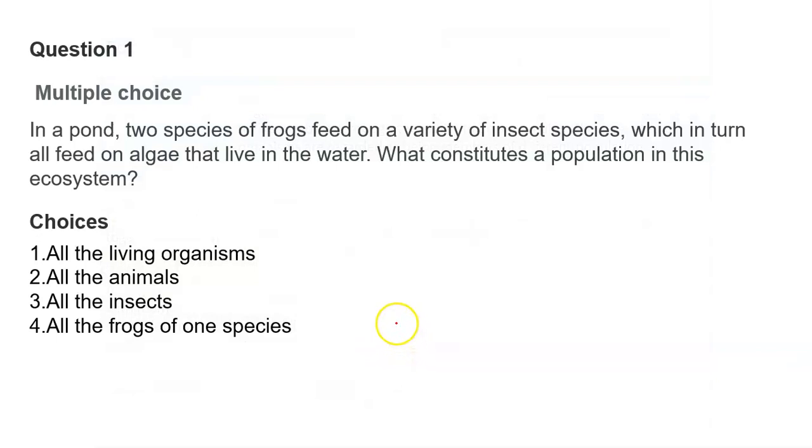Okay, let's answer the multiple choice question. In a pond, 2 species of frogs feed on a variety of insect species, which in turn all feed on algae that live in the water. What constitutes a population in this ecosystem? Pause the video and answer the question.